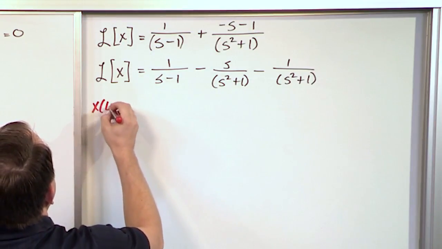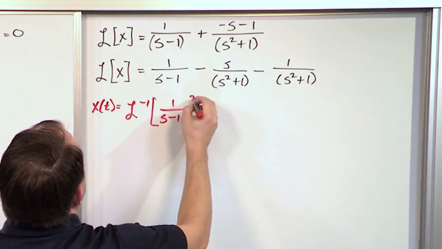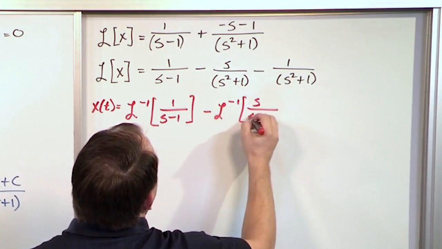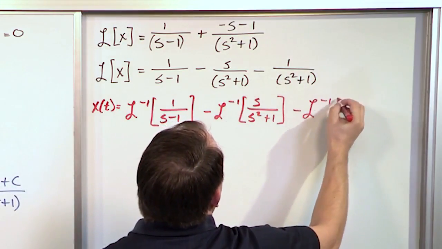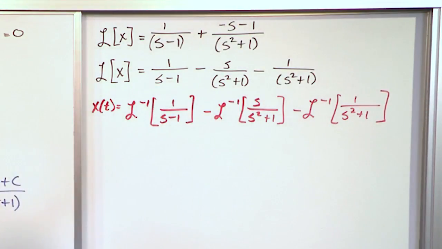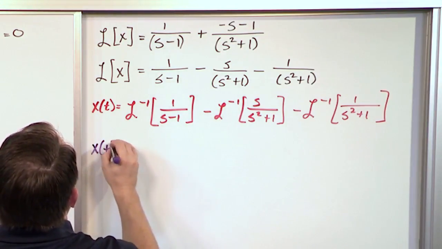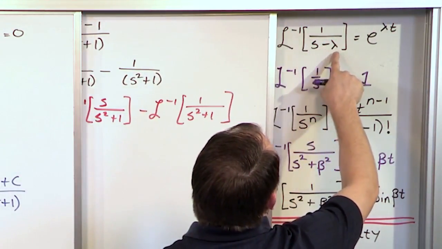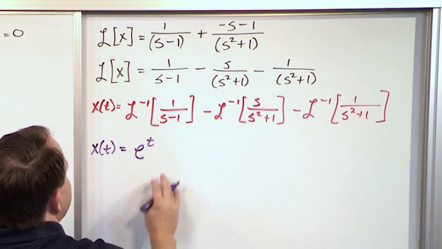Because now we can say that x of t is the inverse Laplace of 1 over s minus 1 minus, from here, the inverse Laplace of s over s squared plus 1 minus, from here, the inverse Laplace of 1 over s squared plus 1. Just like that. And so then we just go term by term. We say x of t is equal to 1 over s minus 1 comes straight from here. S minus 1, where lambda is 1, we get e to the 1t. So we get e to the 1t, like this.